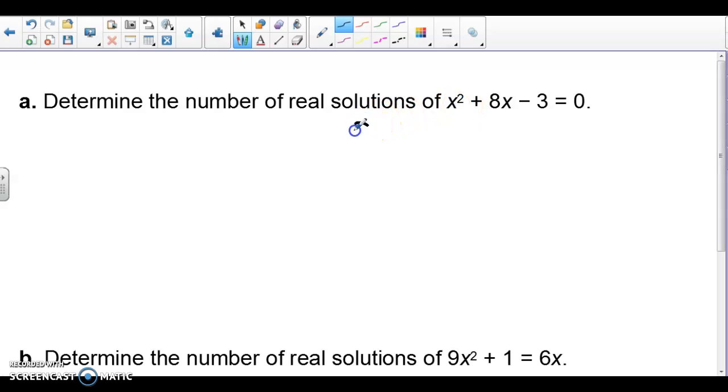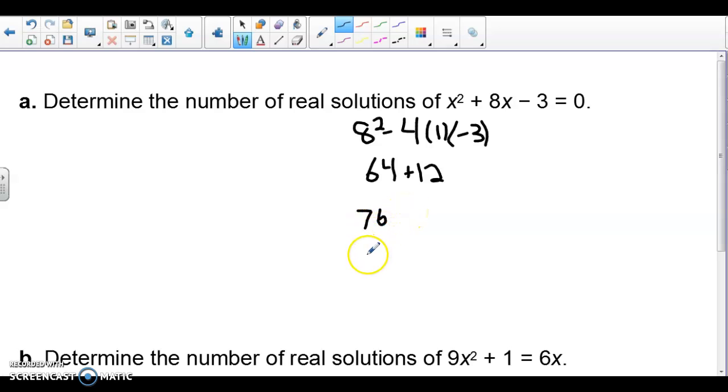So b squared would be 8 squared, minus 4 times a, which is 1, times c, which is negative 3. So 8 squared is 64, and this would turn into plus 12, giving me 76. 76 is positive, so since my discriminant is positive, if you refer back to the previous screen, a positive discriminant means that there are 2 real solutions, or 2 zeros, or 2 x-intercepts.